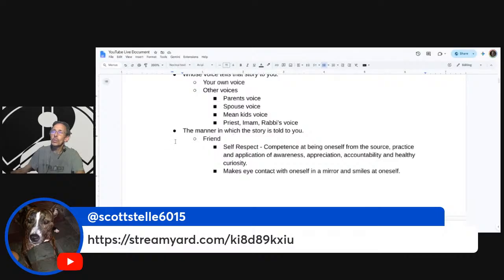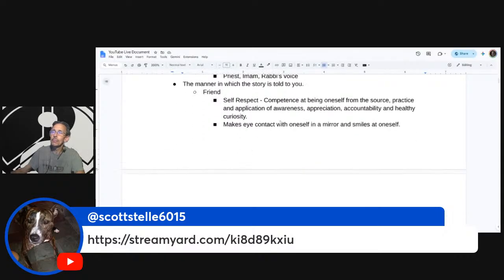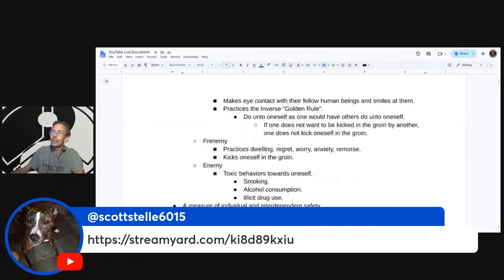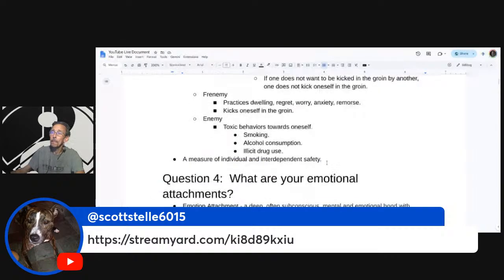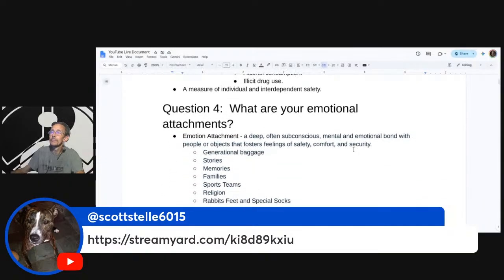The manner in which the story is told to you: is it a friend with self-respect, making eye contact, practicing the inverse golden rule? Do unto oneself as one would have others do unto oneself. If one does not want to be kicked in the groin by another, one does not kick oneself in the groin. Is it a friendly voice practicing dwelling, regret, worry, anxiety, remorse? It's called kicking oneself in the groin. Or is it an enemy? Is it toxic behaviors towards oneself, smoking, alcohol consumption, illicit drug use, non-illicit drug use? A measure of individual and interdependent safety.